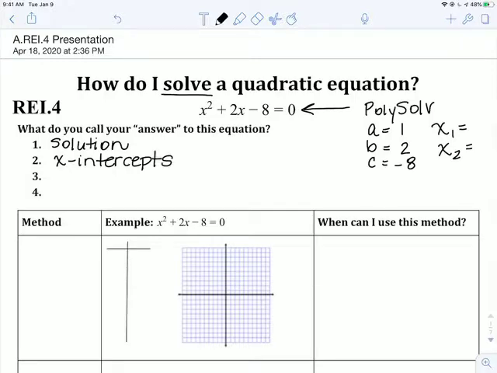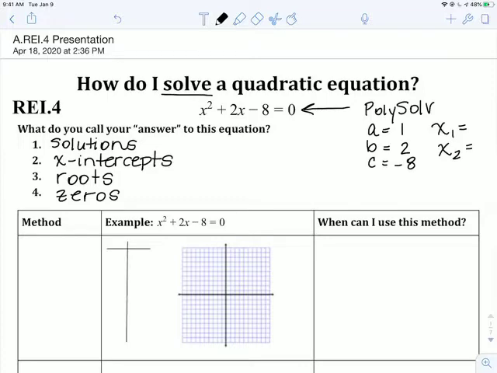Another way we referred to the solution is the roots. So x1 and x2 are considered our roots. And then another term, and all of these mean the same thing, is our zeros. So x1 and x2 are referred to as our solution or solutions, our x-intercepts, our roots, and our zeros.